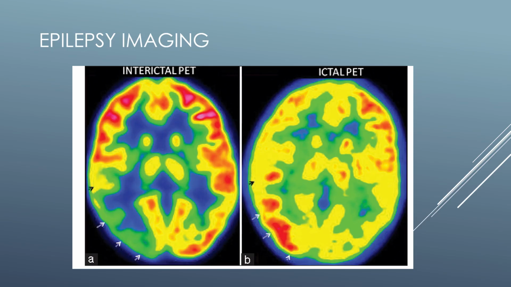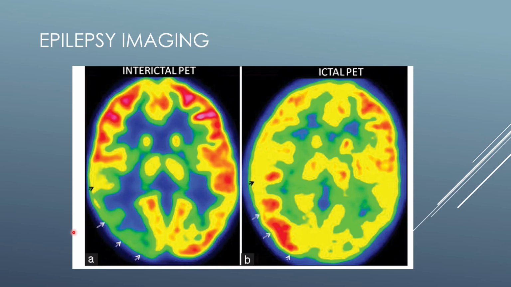So the image that you're looking at is an interictal and ictal PET. Ictal means at the time of their seizure, and interictal means the resting phase, kind of when they're between seizures. So interictal means they're just kind of normal hanging out, but ictal means they're actively having a seizure.